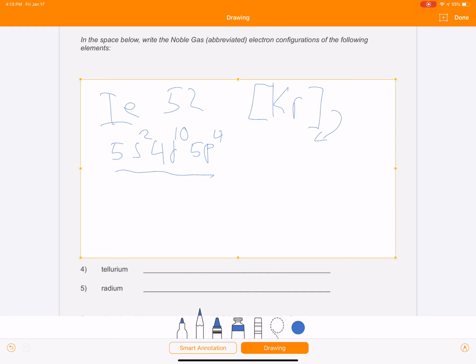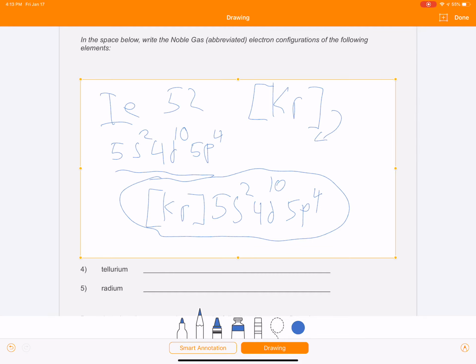So how we write this is we put our noble gas in brackets, and then we write the electron configuration after. So this just makes it easier for ones that are really far down, and it's also good for tests if you're given the noble gas configuration in order to identify what element it represents. So this is the noble gas configuration for tellurium.